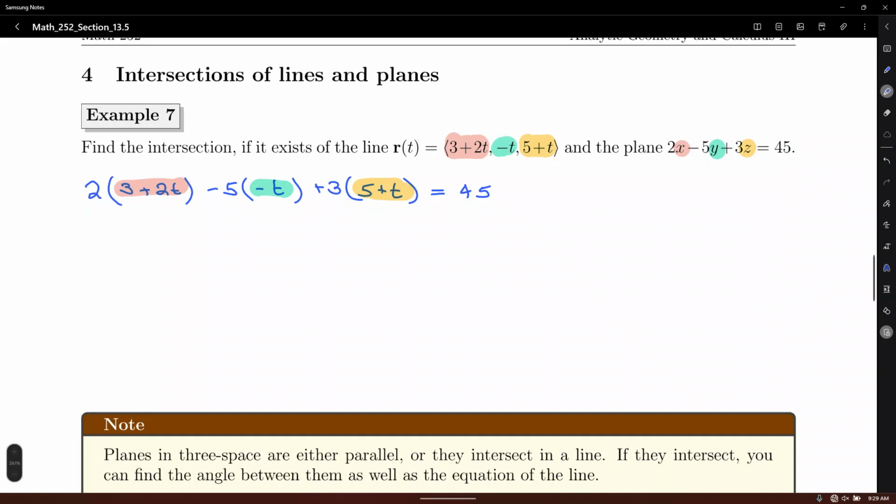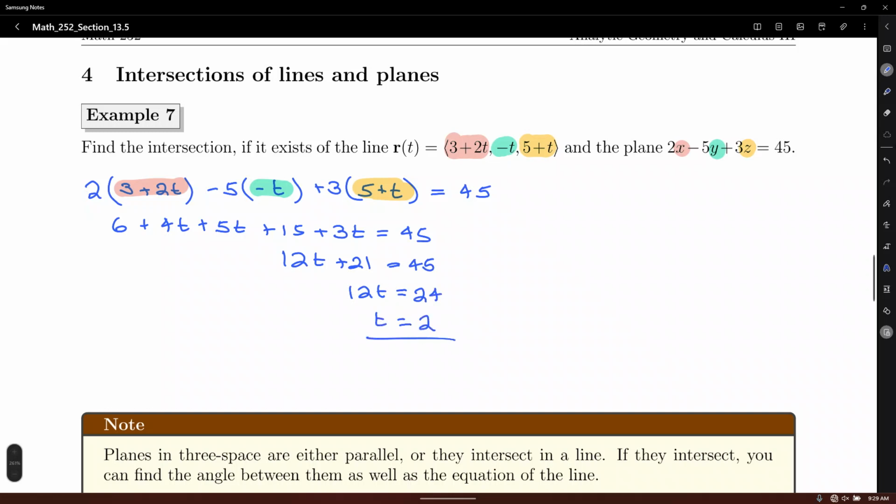So let's solve this baby linear equation. That is 2 times 3, which equals 6, plus 2 times 2 equals 4t, minus, minus, that becomes a positive 5t. 3 times 5 equals 15, plus 3t equals 45. Combine the t's together, combine the constants together. That's going to leave us with 12t plus 21 equals 45. Solving for t, that's 12t equals 24, and t equals 2. But hey, that's not the point of intersection.